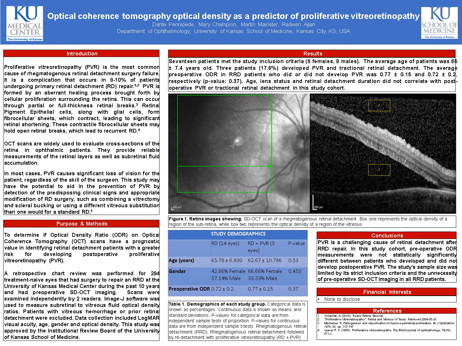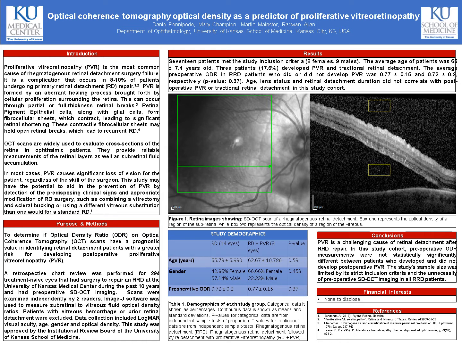Introduction. Proliferative vitreoretinopathy, called PVR, is the most common cause of rhegmatogenous retinal detachment surgery failure and is a complication that occurs in about 8 to 10% of patients undergoing primary retinal detachment repair. PVR is formed by an aberrant healing process brought forth by proliferation of RPE and glial cells, which form fibrocellular sheets, contract, and lead to significant retinal shortening. These contractile fibrocellular sheets may hold open retinal breaks, which lead to recurrent retinal detachment.